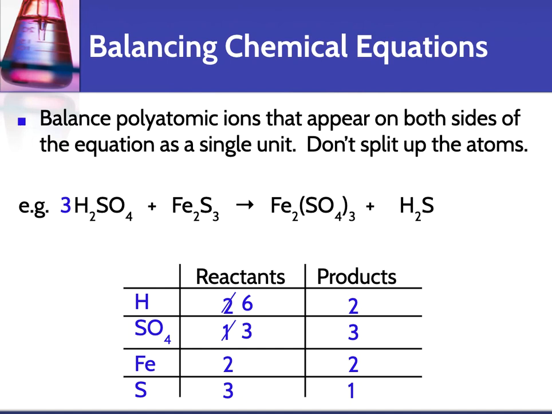If we look at the hydrogen, we've got 6 on the reactant side and only 2 on the product side. So we need 6 on the product side, and we can get 6 by putting a 3 in front of H2S. 3 times 2 gives us the 6. That's also changed the sulfur. So we now have 3 sulfur, which worked out nicely because that was the other one that wasn't balanced. So now we're all balanced.